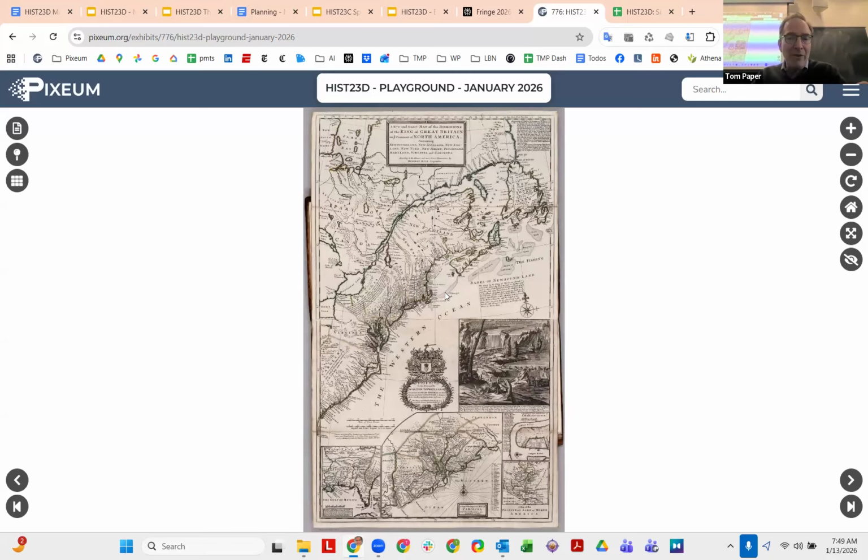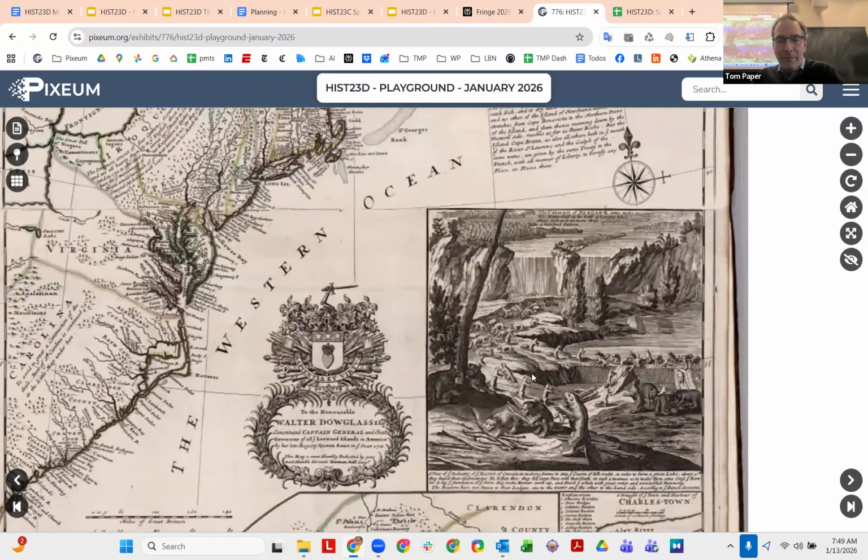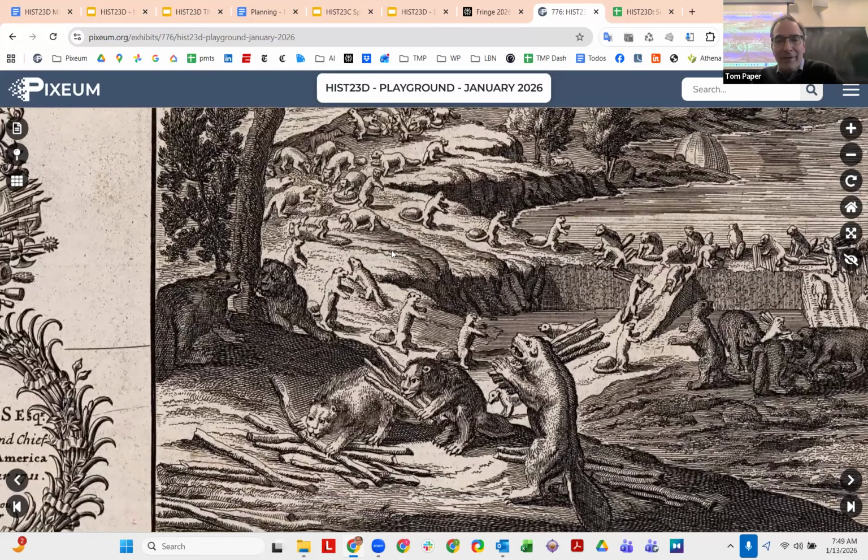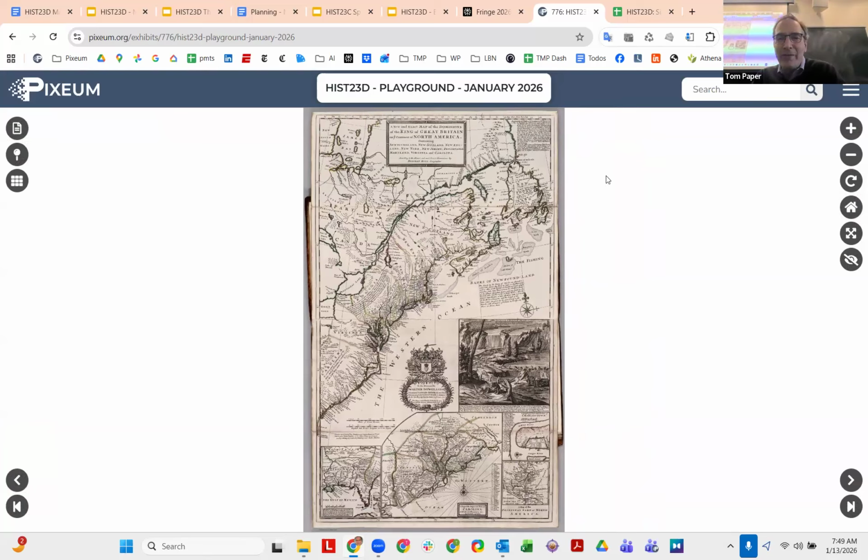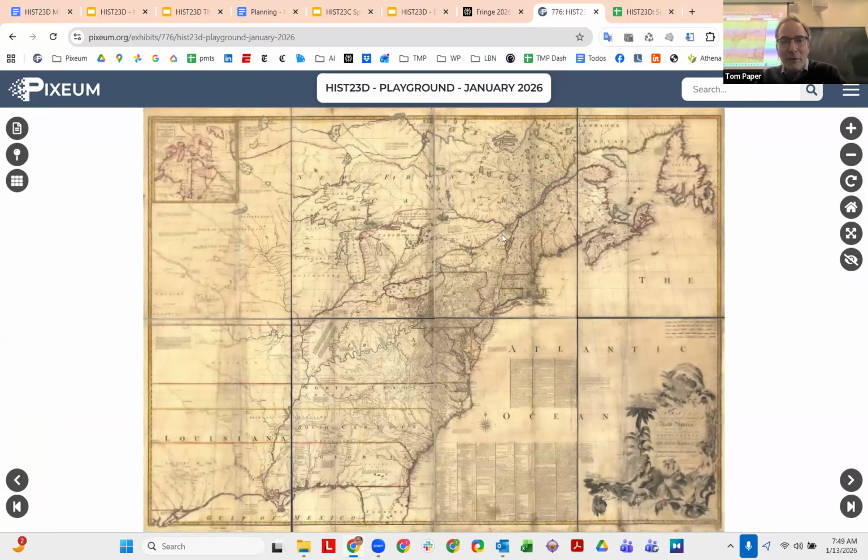Herman Moll, the same British guy who made a map, made this map of the northeastern coast of North America in 1732. It's called the Beaver Map because of these anthropomorphic beavers. It's a great map, super famous. I'm trying to give you guys the highlight reel of maps.